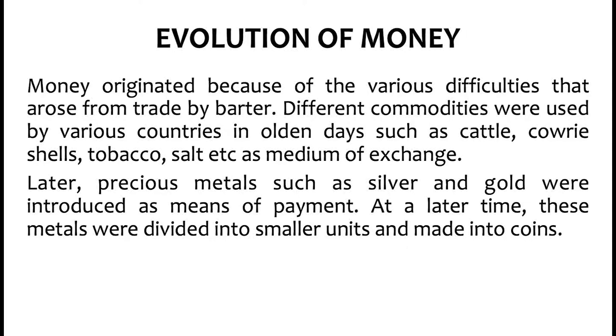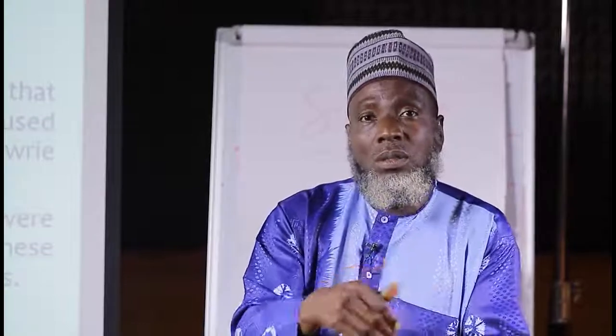These commodities became known and became generally acceptable. After that, the next step in the history of money has to do with metals. People started to make use of metals in making small units of money. These metals were silver and gold.